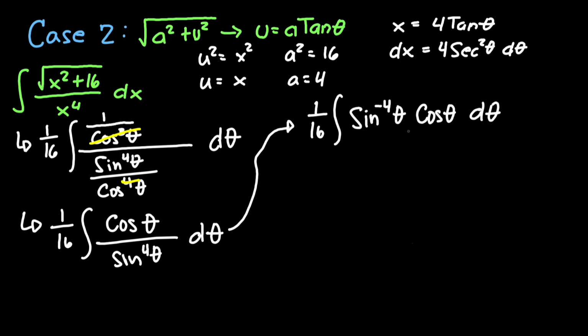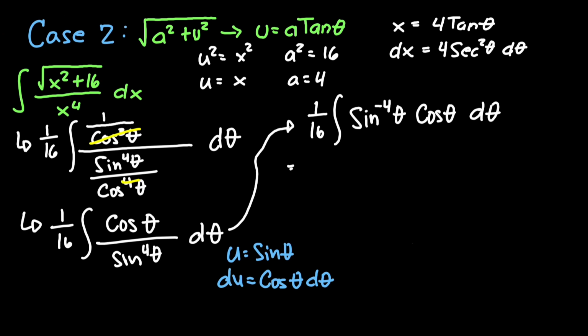Let us integrate this, but first let us do u substitution. Let u here be sine of theta, and so the derivative of sine is cosine of theta d theta.